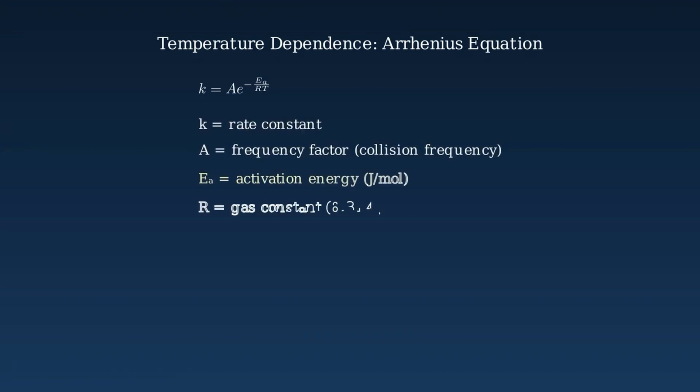The rate constant k is not truly constant; it depends on temperature. This relationship is described by the Arrhenius equation, k equals A times e to the negative Ea divided by RT. In this equation, A is the frequency factor related to collision frequency, Ea is the activation energy, the energy barrier that must be overcome for the reaction to proceed. R is the gas constant, and T is the absolute temperature in Kelvin.